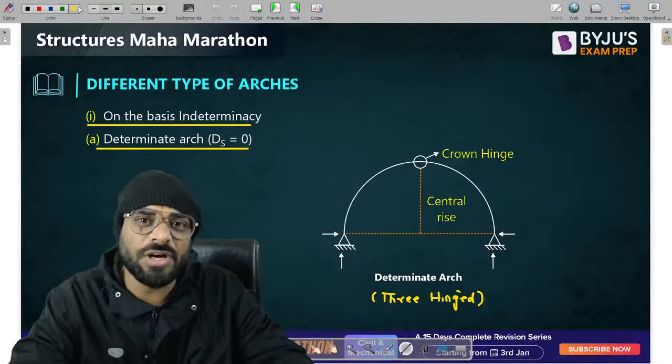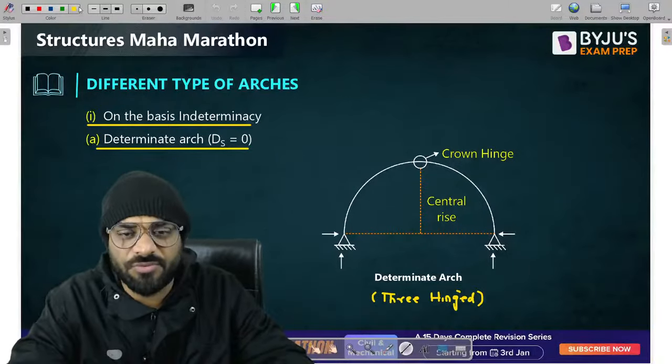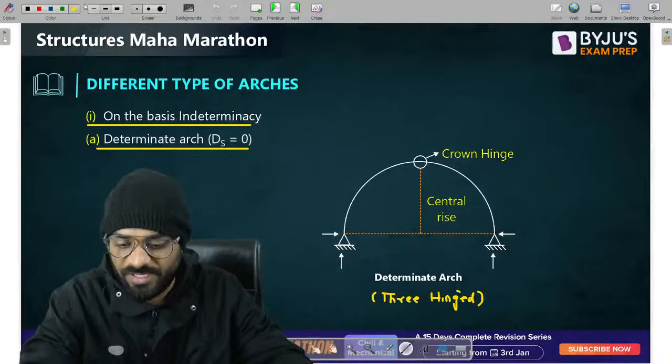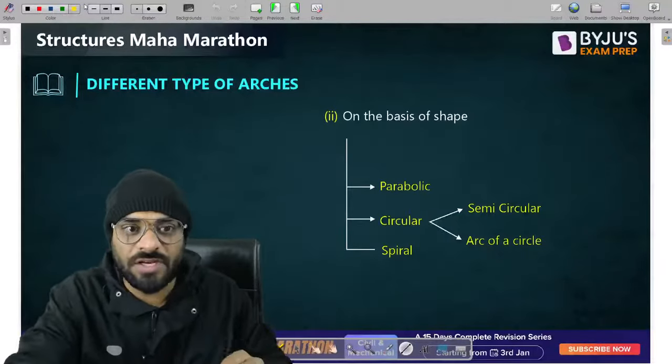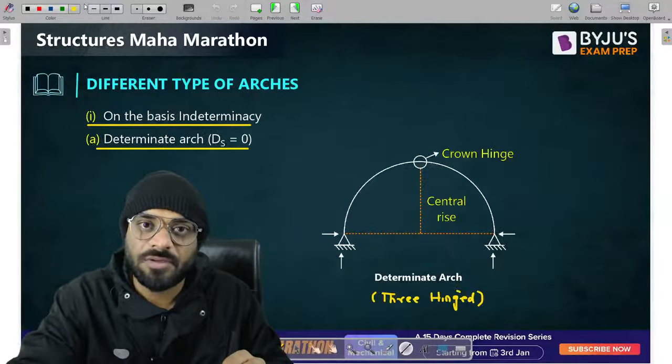So these are the two points which are very important from your GATE point of view. So please try to understand these types of things from this particular chapter mainly. Okay. So guys, these are the two arches which are based upon the indeterminacy.